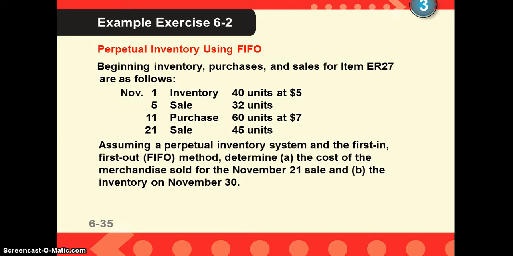So let's do one more example. We have a beginning inventory and purchases and sales for an item listed as follows. We're going to use the perpetual inventory system, which is what we've used all along. You're going to use the FIFO method, first in, first out. So we're selling these items first. And we're going to determine the cost of merchandise sold and the inventory on November 30th.